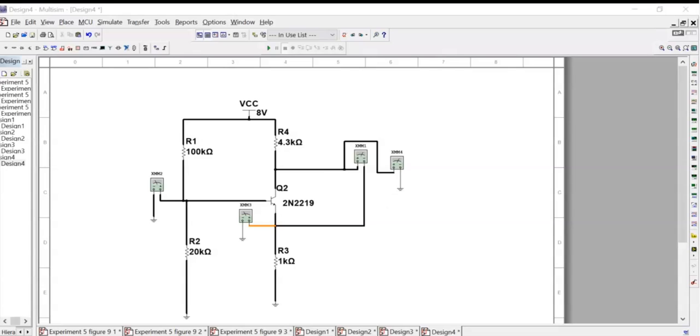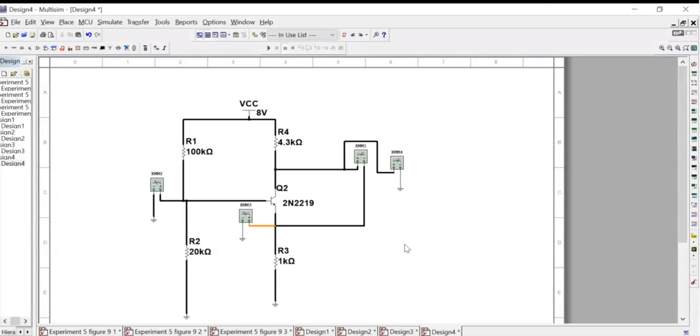Then same meters. Meter 1, VCE. Meter 2, base voltage. Meter 3, collector voltage. So they were swapped. So meter 4, then meter 3. So it is the same anyway. So we need to set the supply to 8 volts. Then we need to measure VCE, VB, VC, VE, and VBE.